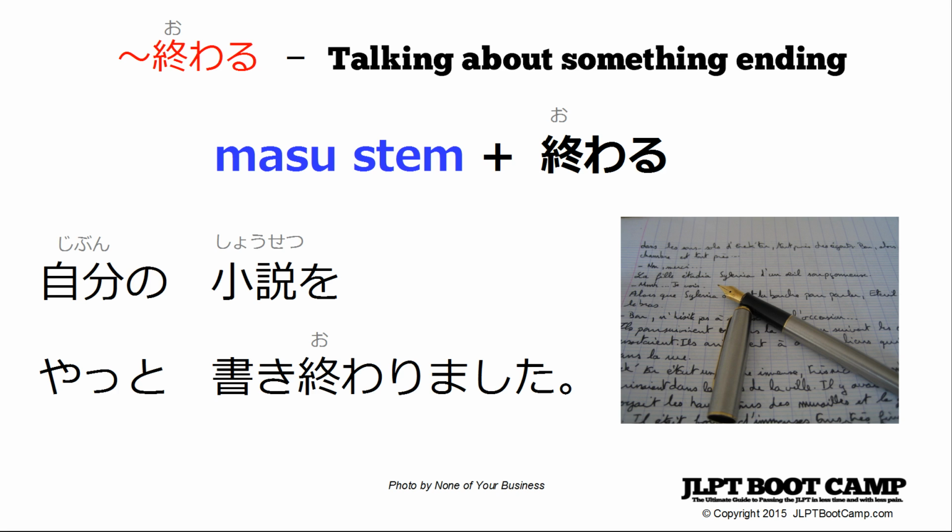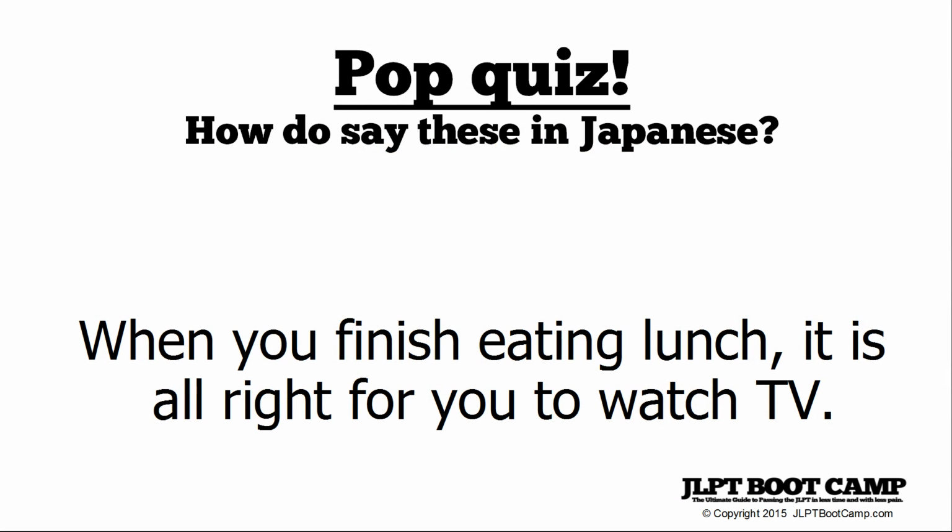All right, so do you think you've mastered it all? Let's take a real quick pop quiz to finish it all off. So what is this sentence in Japanese? When you finish eating lunch, it is all right for you to watch TV. So you can imagine maybe this is a parent talking to a child. Eat all your lunch, then you can watch your favorite TV program. How would you say that in Japanese?